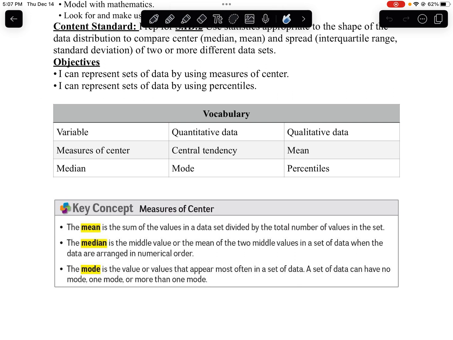Two things I want you to learn from this seminar: I want you to represent sets of data by using measures of center, otherwise known as measures of central tendency. Notice that's one of our vocabulary words. So central tendency and measures of center mean the same. We're looking for the center of our data. Then I also want you to represent data by using percentiles. That's one of the vocabulary words we're going to learn about.